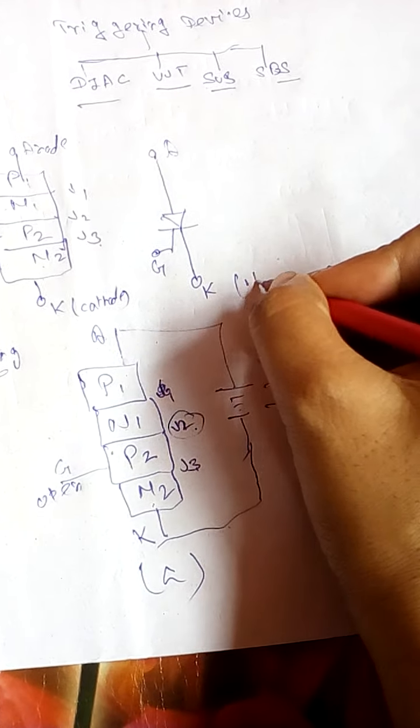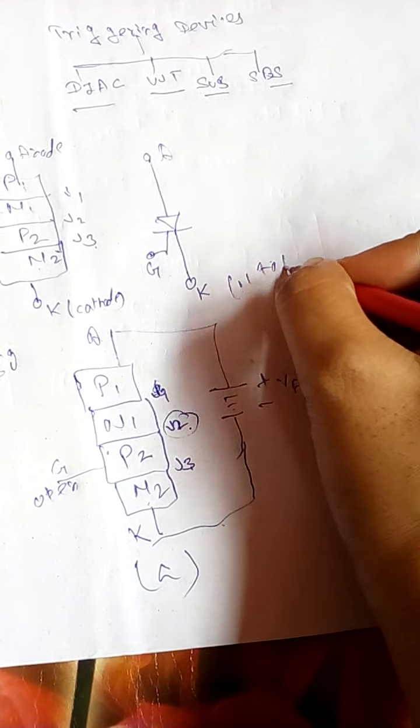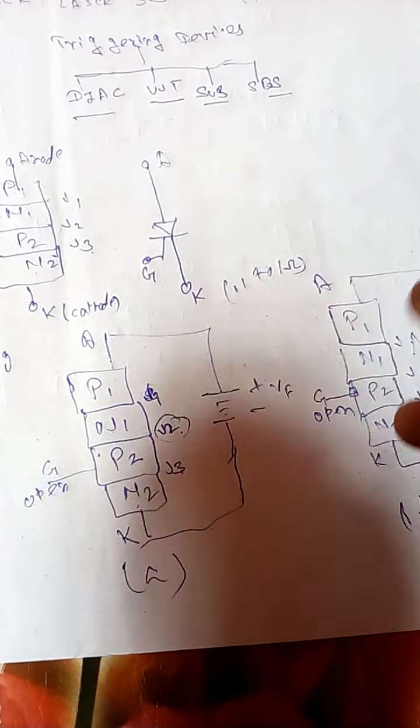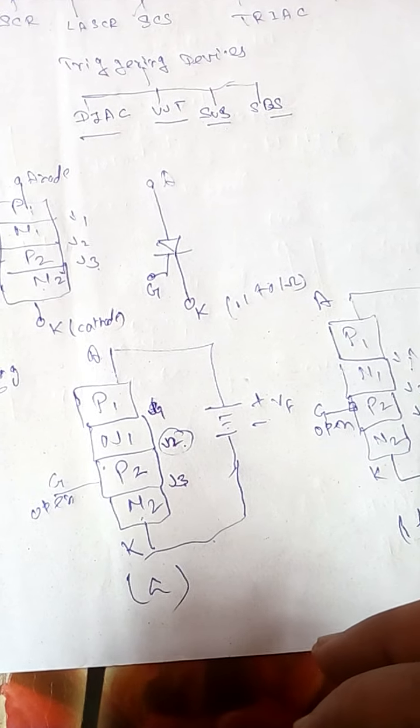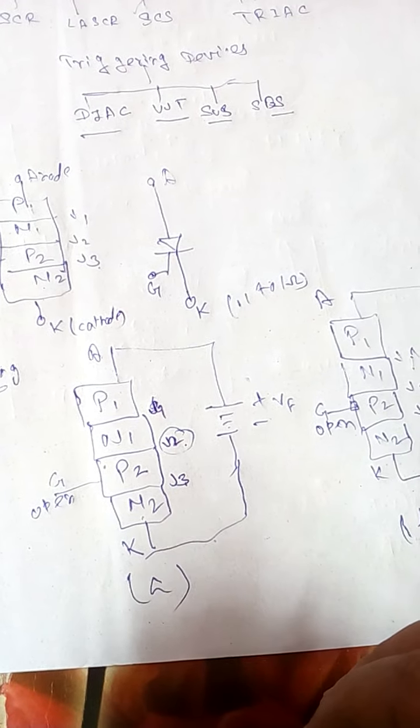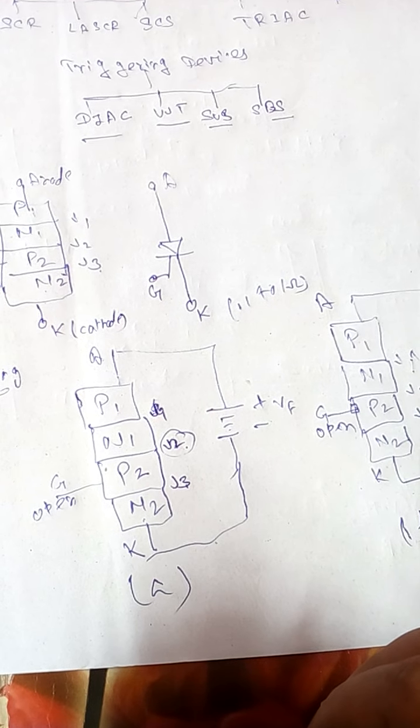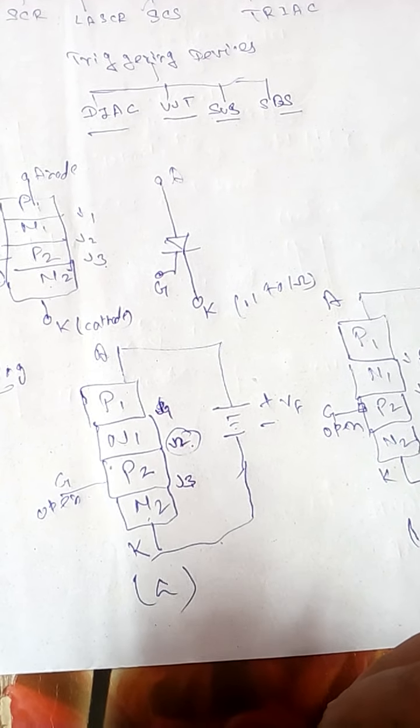The resistance value is about 0.1 to 1 ohm, and the voltage across it drops to a low value, about 1 volt. In the on state, the current through the SCR is very large and is controlled by the applied voltage and the external resistance.